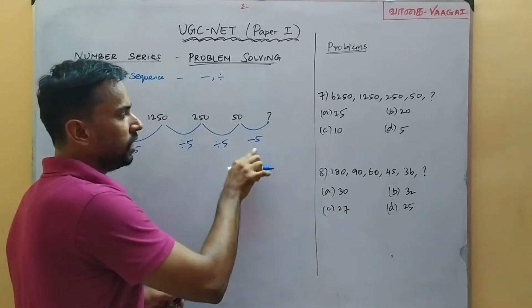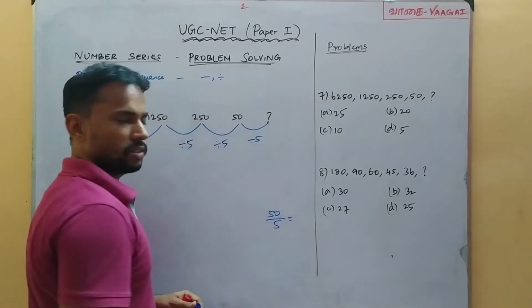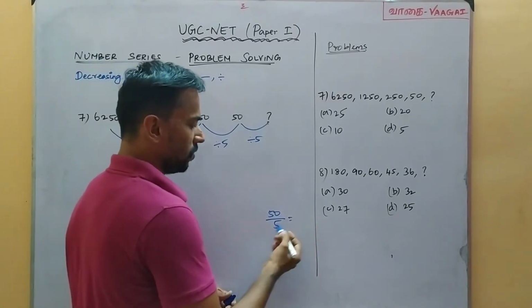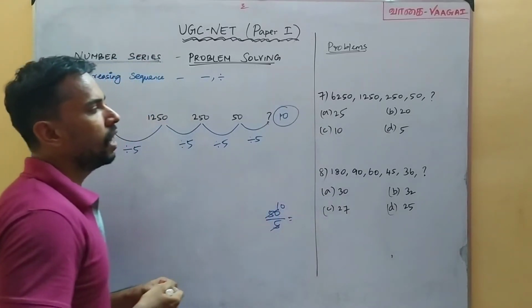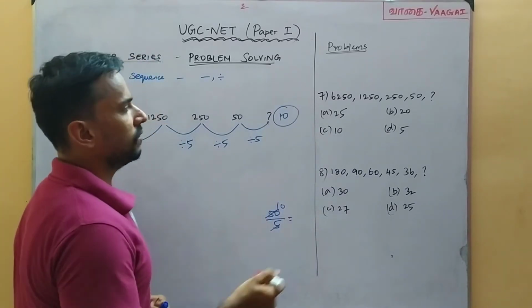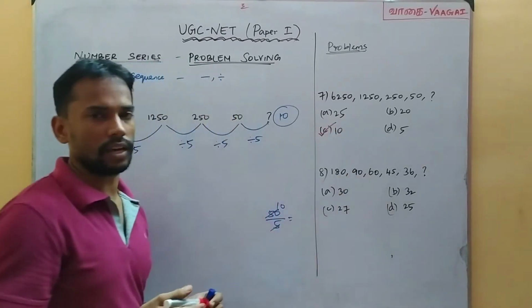So that means 50 divided by 5 we need to do. So 50 by 5 will give us, it's very easy, 5 tens are 50 actually, so exactly 10 times. So that means our answer to 7th question is 10, which is matching option C, and that is our answer.